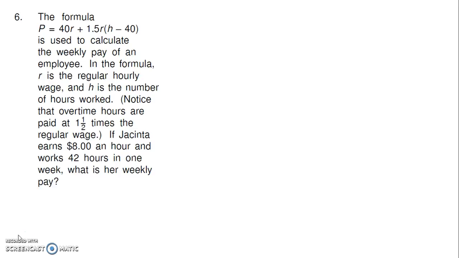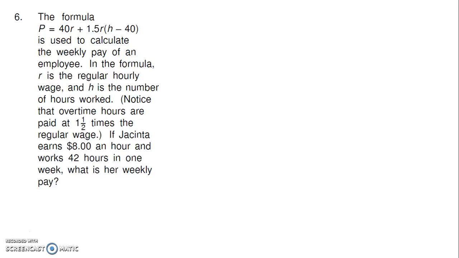It says the formula P equals 40R plus 1.5R times the quantity H minus 40 is used to calculate the weekly pay of an employee. In the formula, R is the regular hourly wage and H is the number of hours worked. Notice that the overtime hours are paid 1.5 times the regular wage. That's why it's 1.5 times R. And the overtime wage is paid to any hours over 40 hours.